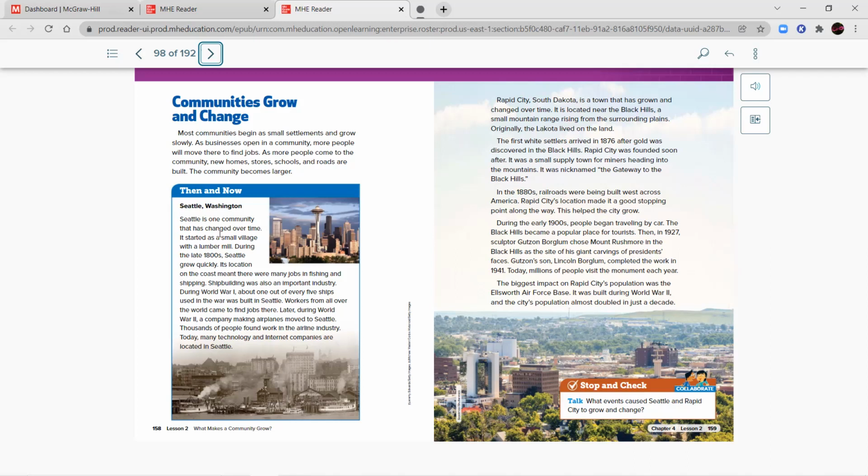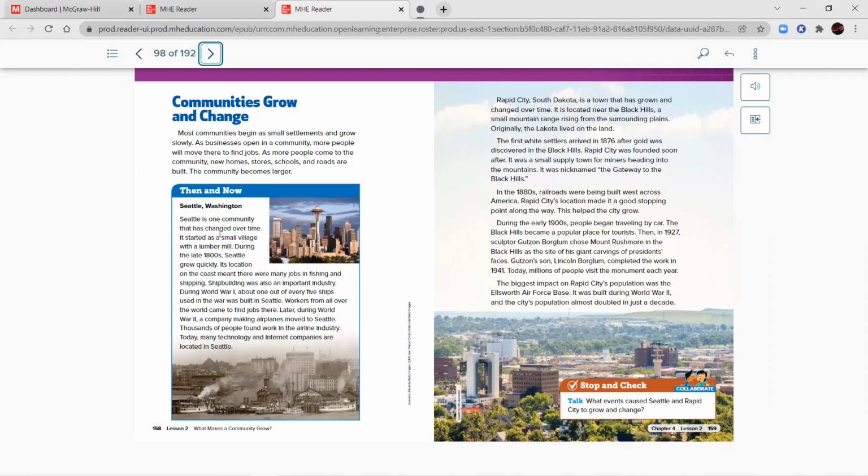Rapid City, South Dakota is a town that has grown and changed over time. It is located near the Black Hills, a small mountain range rising from the surrounding plains. Originally, the Lakota lived on the land. The first white settlers arrived in 1876 after gold was discovered in the Black Hills. Rapid City was founded soon after.